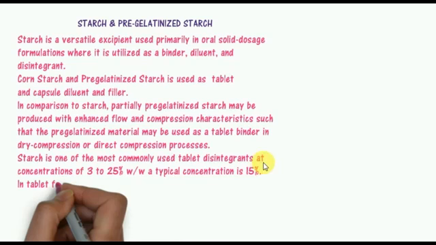15% also means, if a single tablet weight is 300 milligram for example, and we use 15% starch, how much starch do we need to add? 15 multiplied by 300 divided by 100, so it will be 45 milligram of maize starch.